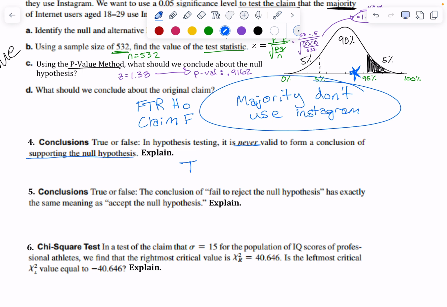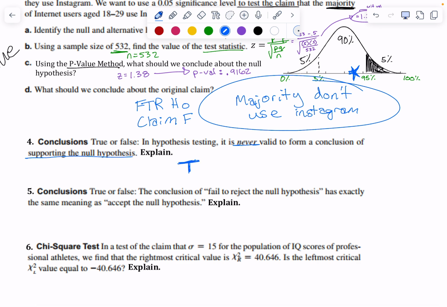It didn't give me a very good... So it is, and that's kind of weird. It is true that you never support it 100%. All right. Number 5, true or false? The conclusion, fail to reject the null hypothesis, has the same meaning as accepting the null hypothesis.